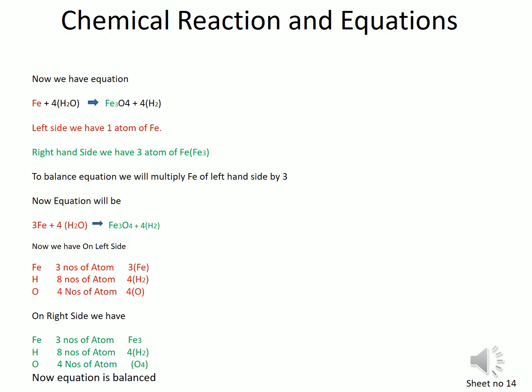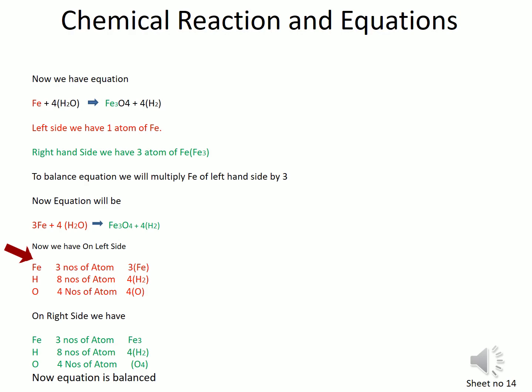Okay. Now let us see what we have. Again I have differentiated red color and green color. Left side we have Fe3, that is 3Fe. Then we have 8 atoms of H, that is 4 into H2, that is 8 atoms of hydrogen, and how much oxygen do we have? 4 atoms of oxygen. See, this bracket is multiplied by 4, so we have 4O.